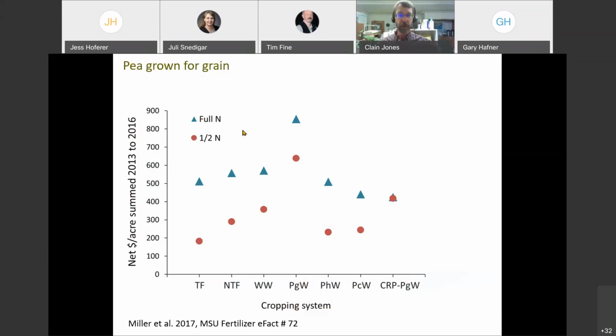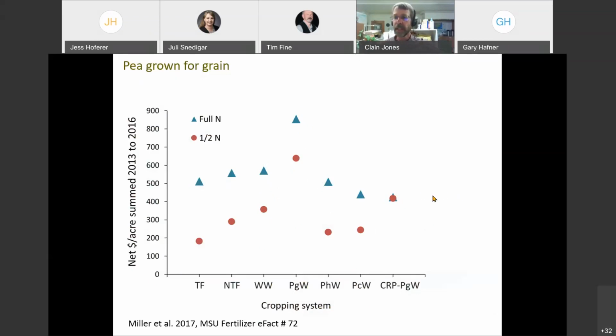But the system that really stands out to me is this one. The pea grain followed by wheat produced far more profit than any of the other systems, including the fallow systems, continuous wheat, a hayed system, cover crop system, or the CRP system.